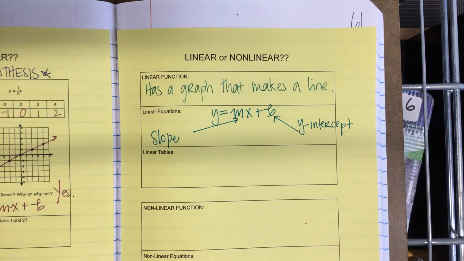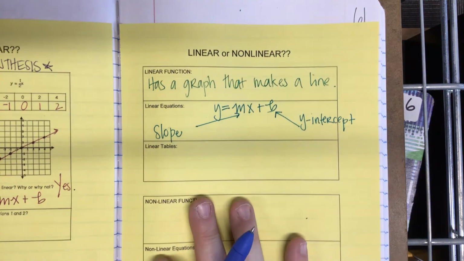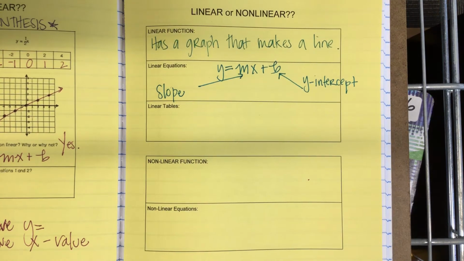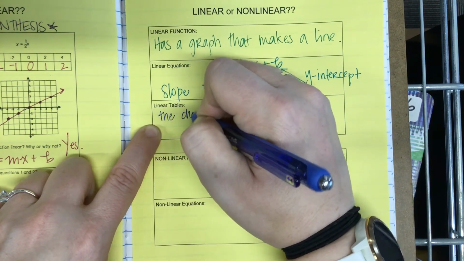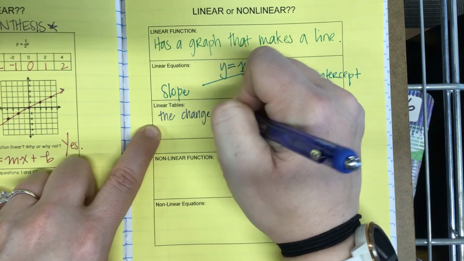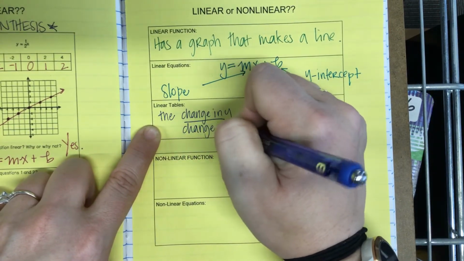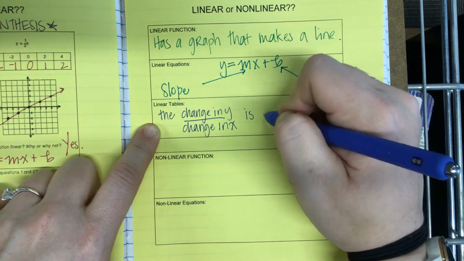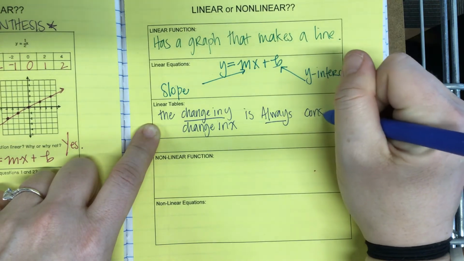If you're given a table of values, you need to make sure the change in y over the change in x is always constant.